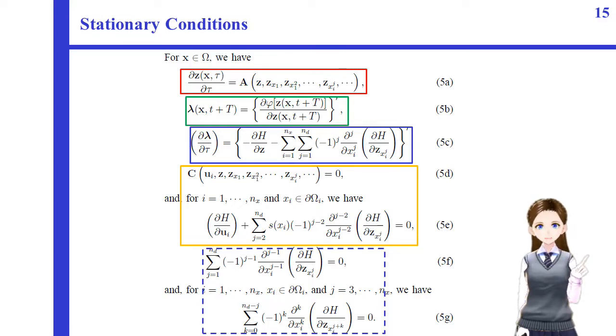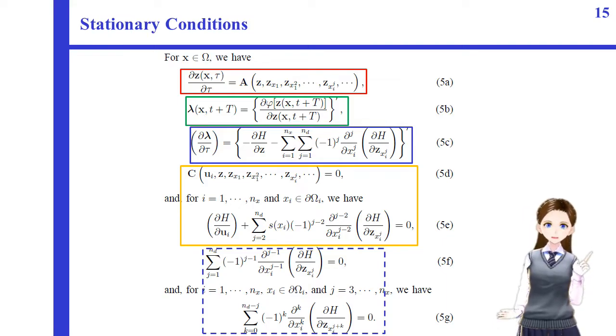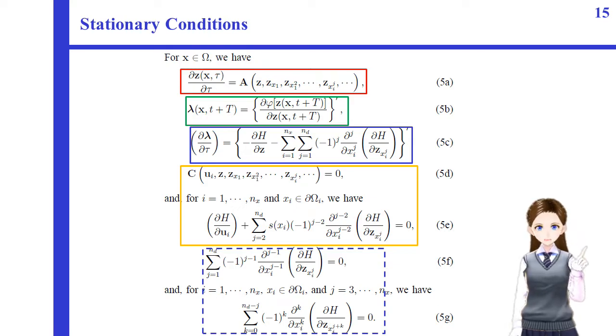It is important to note that these conditions can be divided into 4 parts. The equation enclosed by the red line is the time evolutionary equation of z. The equation enclosed by the green line is the so-called terminal condition. The equation enclosed by the blue line is the time evolutionary equation of lambda with its boundary conditions. And the equations enclosed by the yellow line are called optimality conditions.